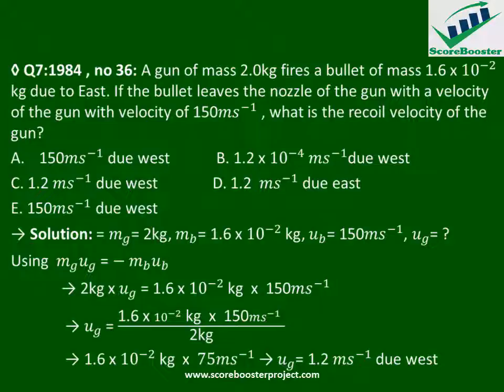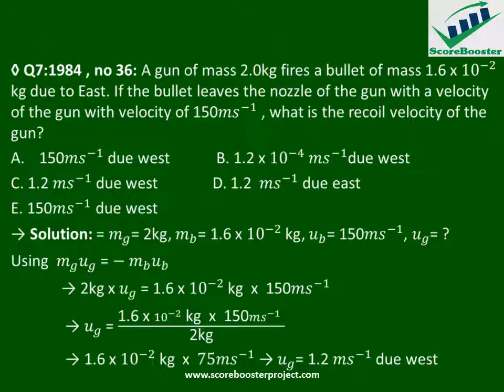Now, for this particular question, this is an application of Newton's third law of motion, which is telling us that to every action there is equal and opposite reaction. So the momentum of the gun in this case is going to be equal and opposite to that of the bullets. So as usual, the first thing to consider here will be to write out the given parameters.